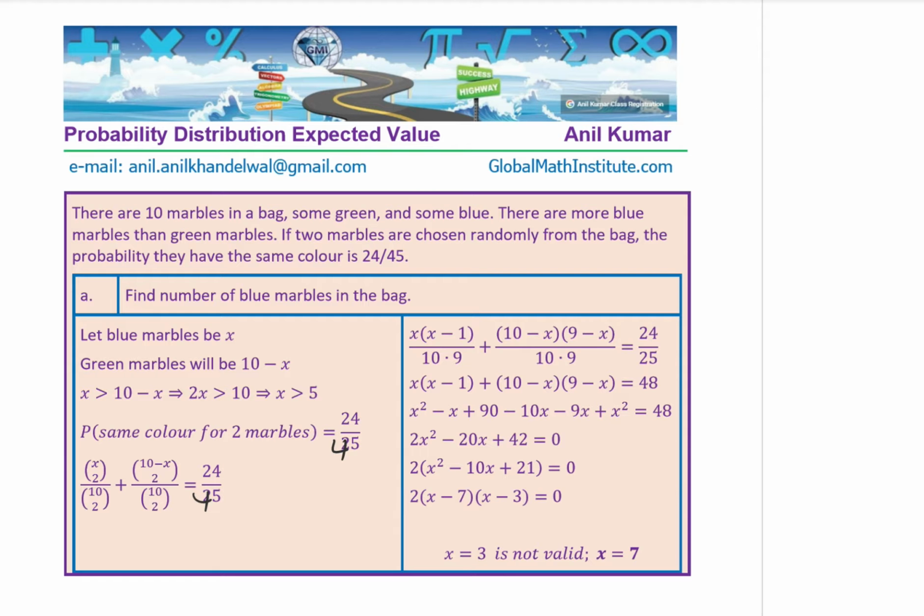Now we can simplify this, and when we simplify, we get x times x minus 1 over 10 times 9, x minus 10, 10 minus x times 5, 9 minus x over 10 times 9 gives us 24 over 45. And now if we cross multiply, multiplying everything by 90, that denominator goes away. We get 48 here. And now we can open the bracket, simplify, factor, and then finally we get the value of x as 7, correct? Okay, so that's a neat and clean solution for you.